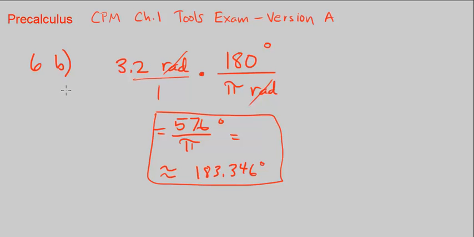Number 7 was pulled directly from the quiz from section 1.4. I'm not going to go over that again because that's exactly the same, no change at all. So this ends the review of Chapter 1, Tools Exam, Version A.